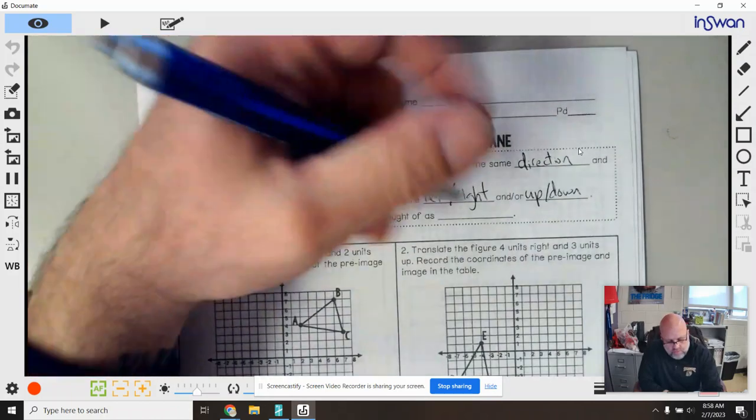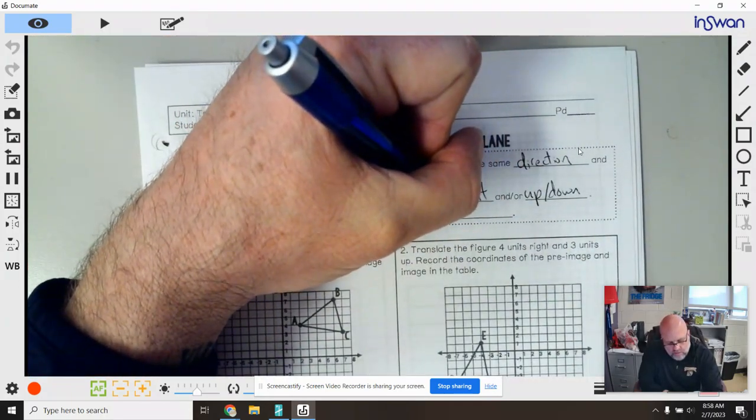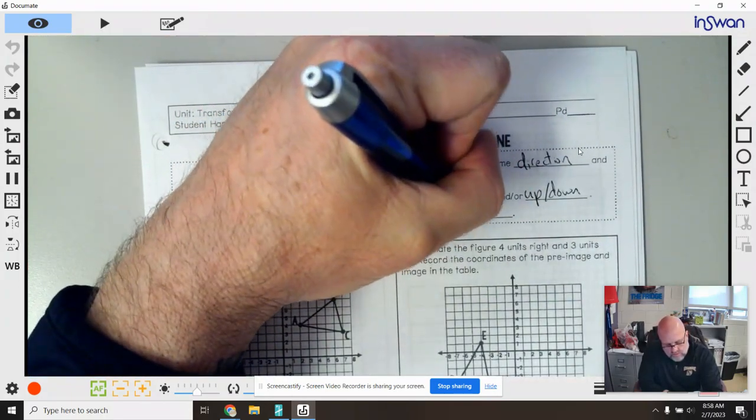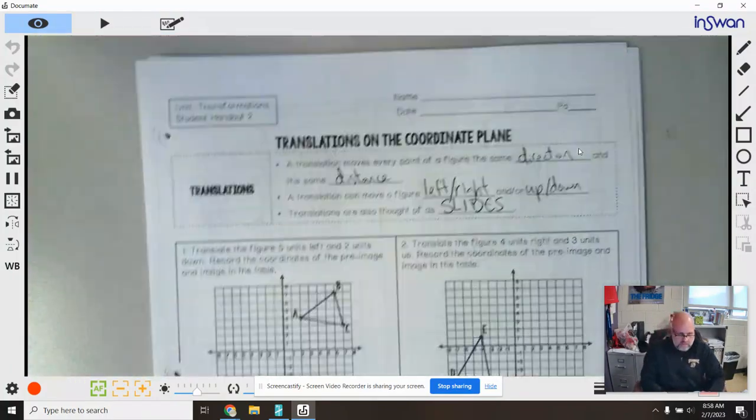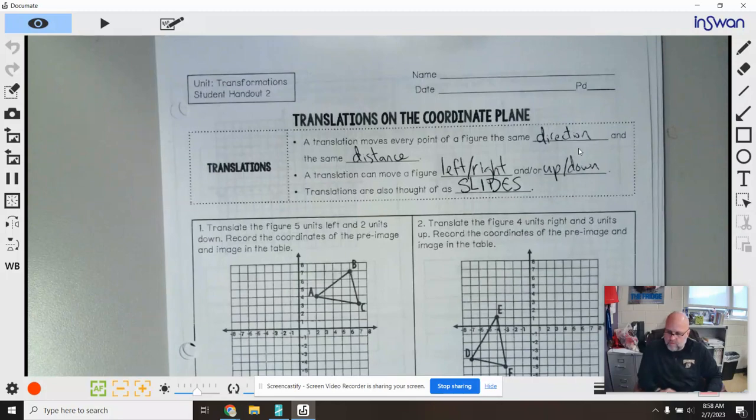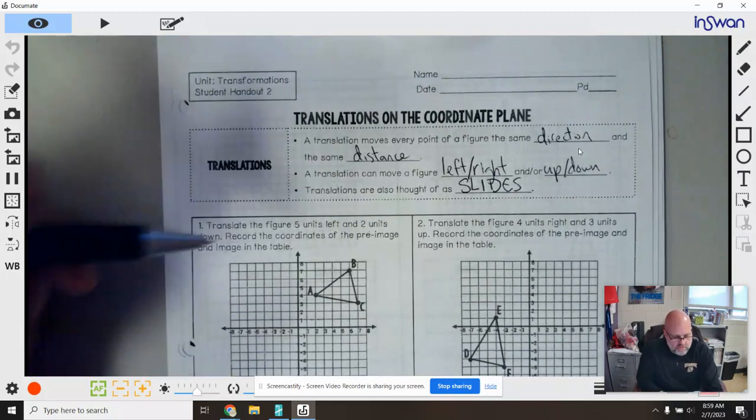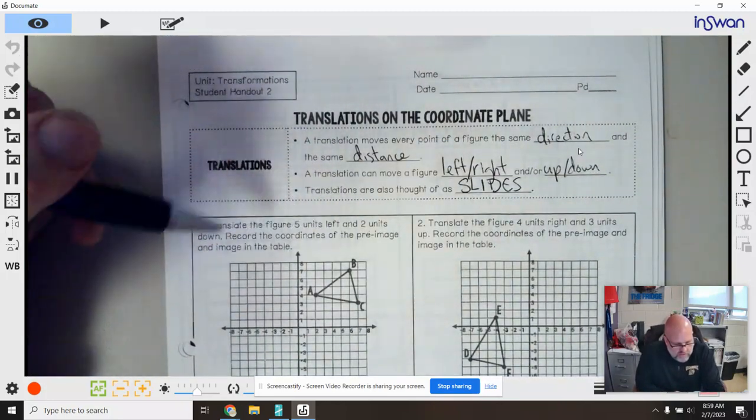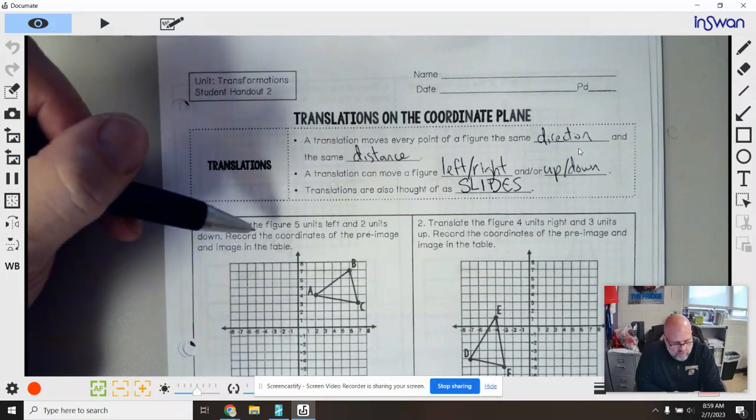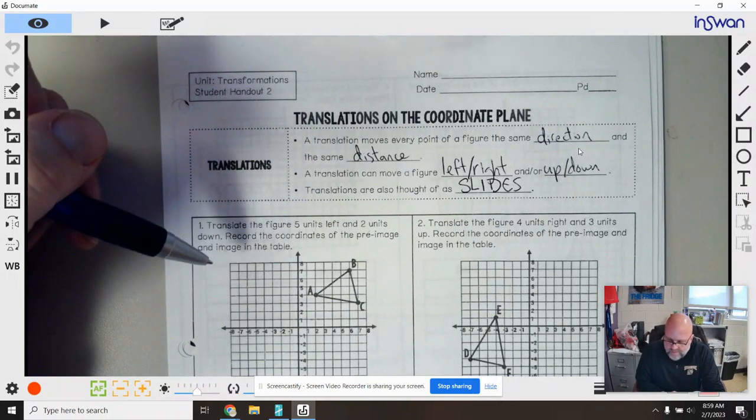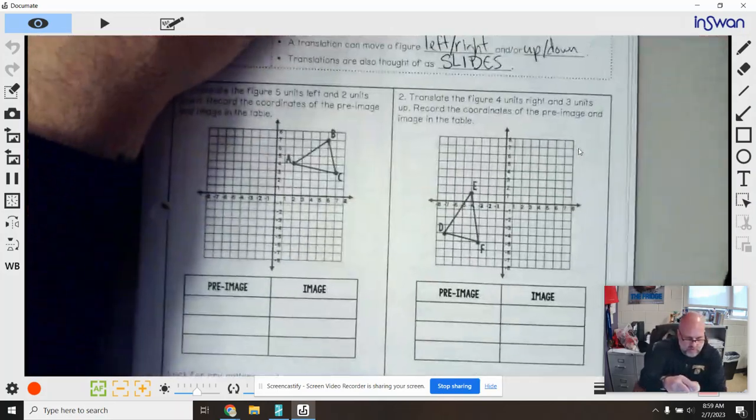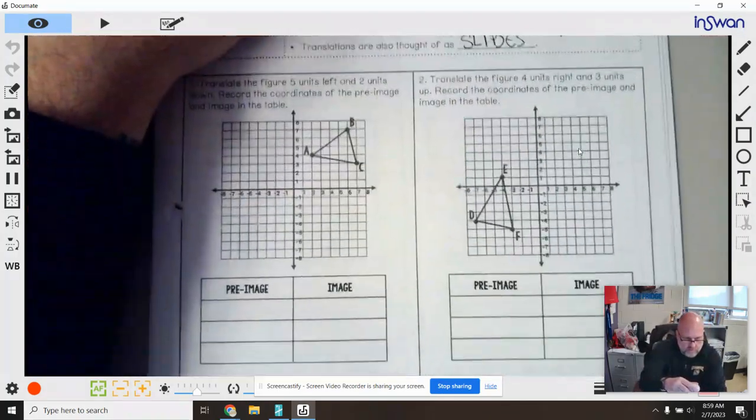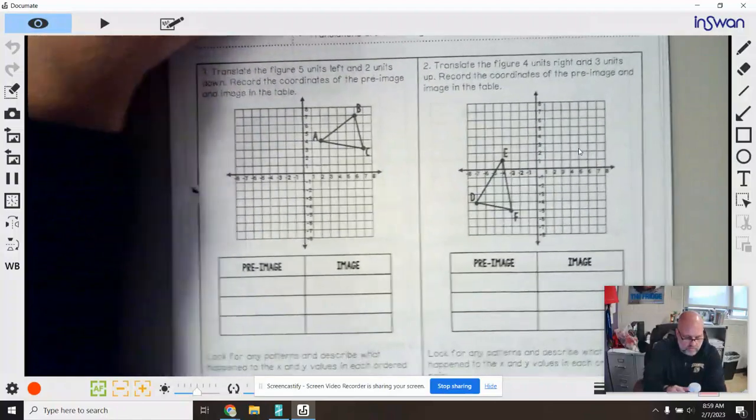Translations are pretty much just thought of, this is the key word here, as slides. It's like you're just sliding an object. Number one says translate this figure 5 units to the left and 2 units down. Record the coordinates of the pre-image and the image in the table below. So we're going to first record what the points are.